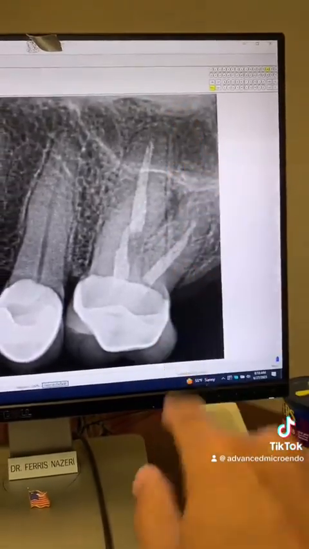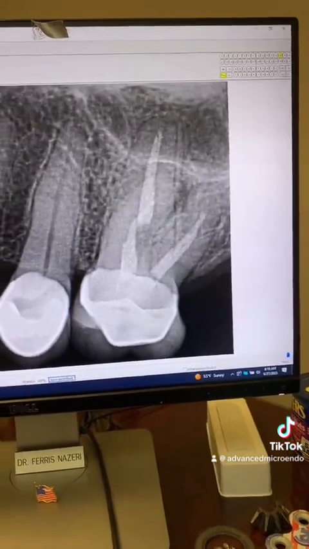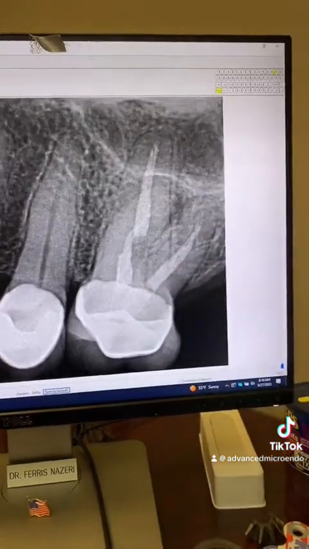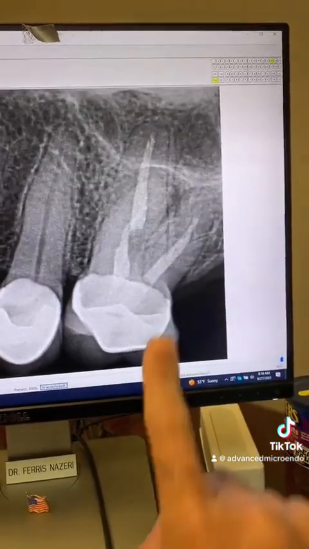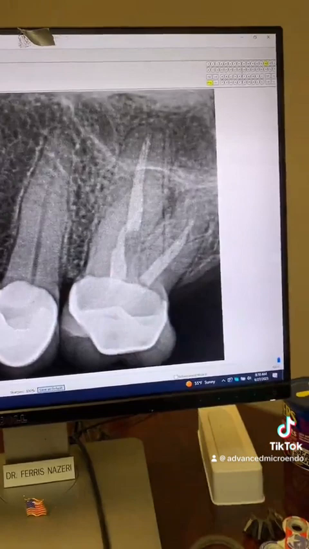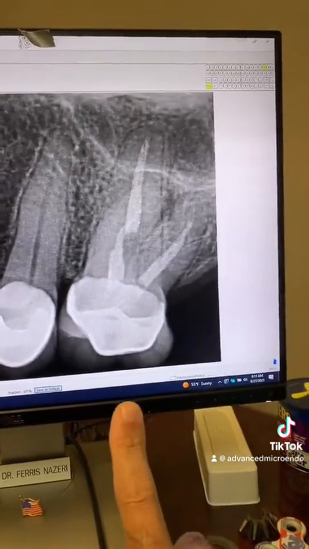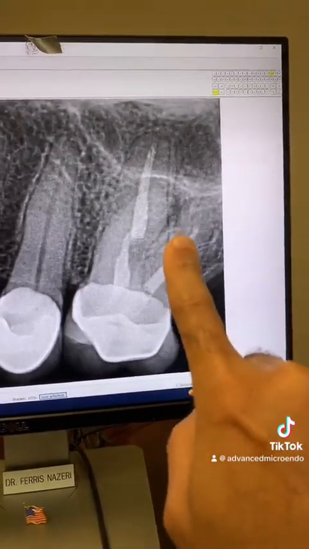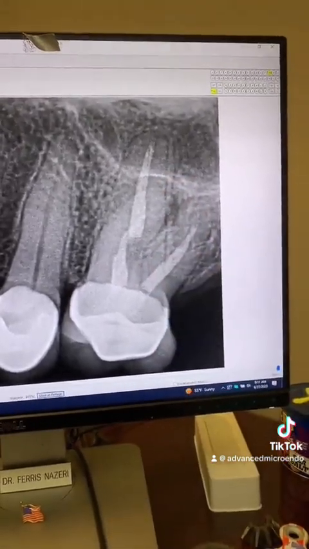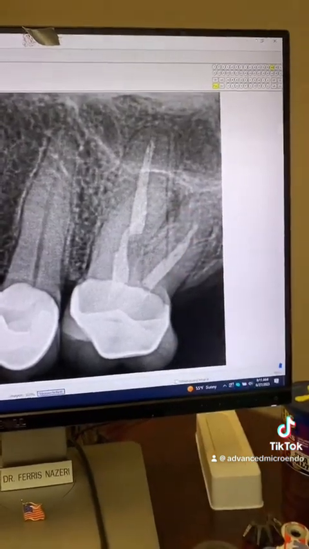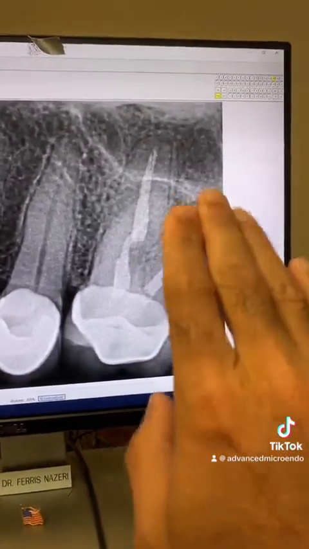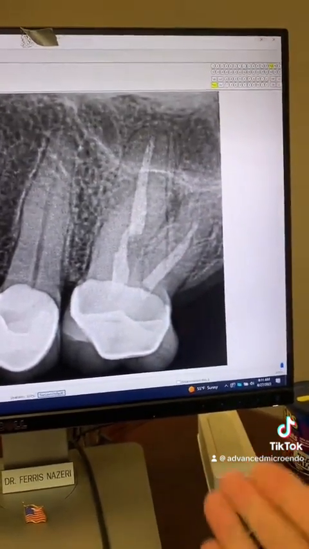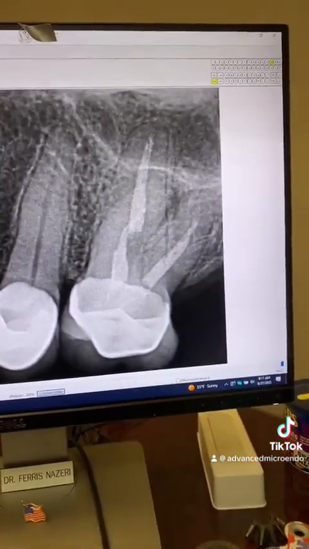Situations like this, upper first molars, the reason for the infection is almost always a missed MB2. You miss the MB2, you leave necrotic tissue and microorganisms behind, and it only takes a few months, a few years for a periapical radiolucency to form and patient to start to have symptoms. So I knew what I was dealing with here.